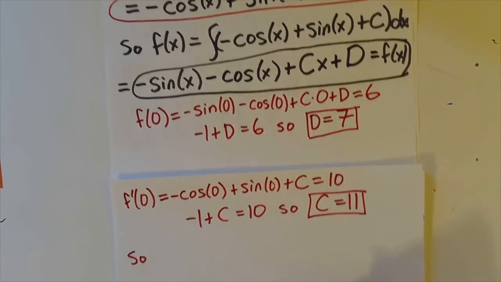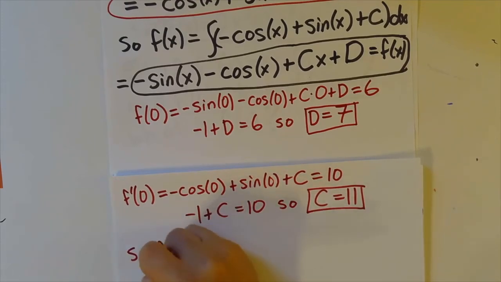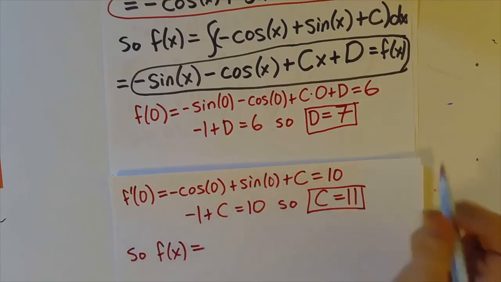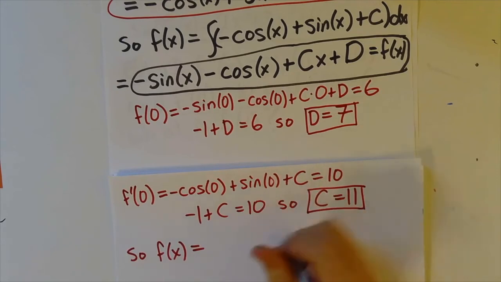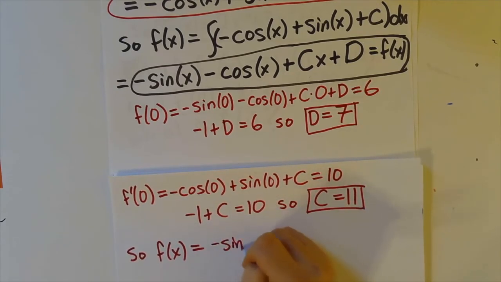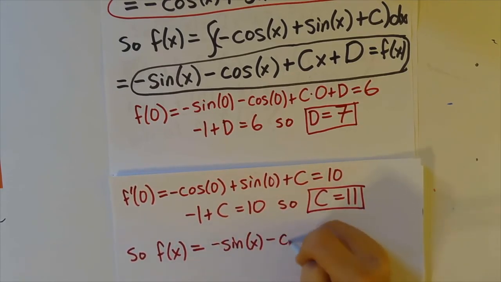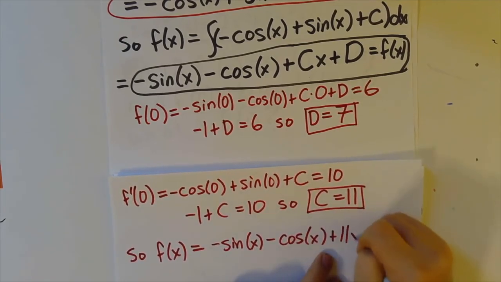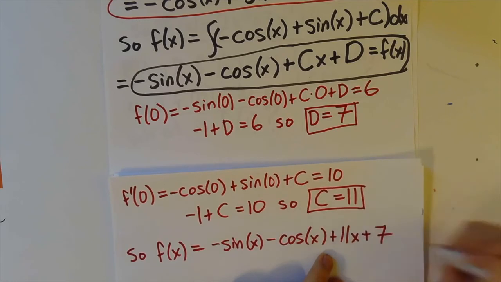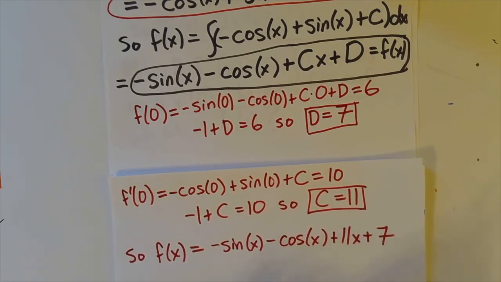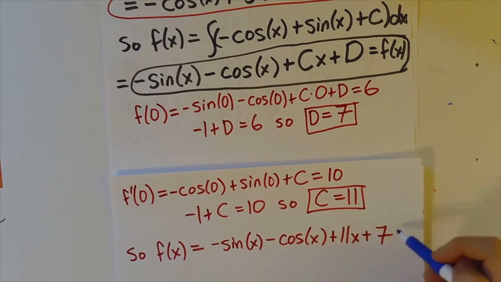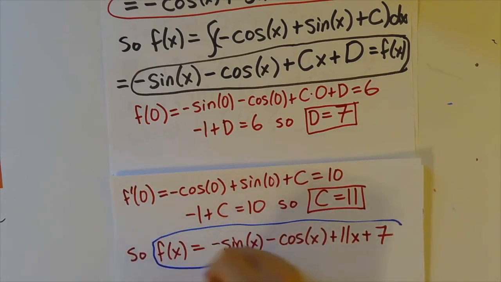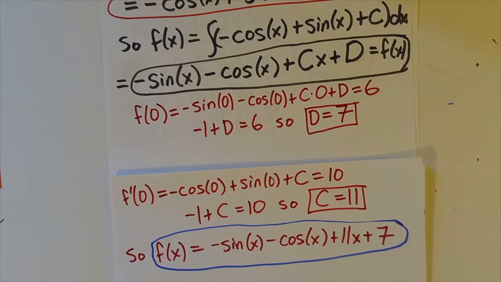So now to finish off, little f of x is in fact minus sine of x minus cosine of x plus 11x plus 7. Okay, and now finally, I have a very specific function that is equal to little f. And so that is my answer to this initial value problem.